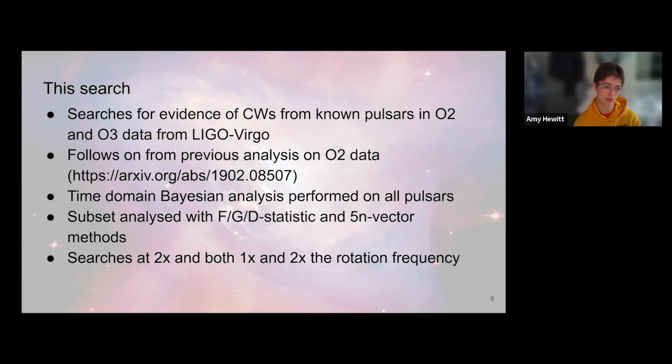And then, like I said, we expect the gravitational wave frequency to be at 2f, with some possibly being at 1f. So we searched for just twice the rotation frequency, and then another search that was looking for both once and twice the rotation frequency.